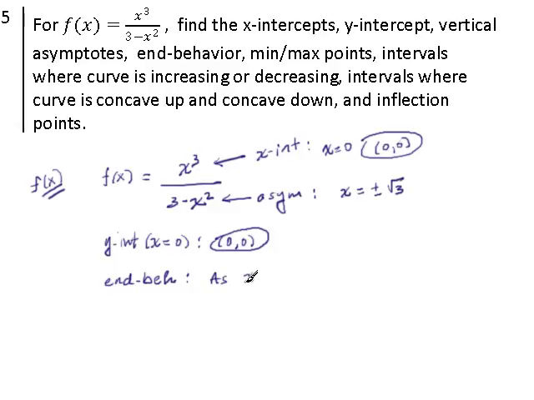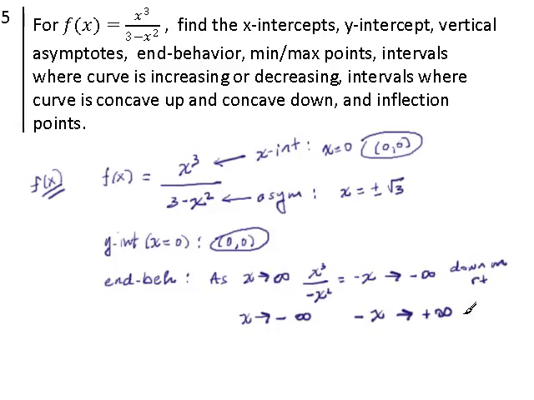All right, so let's write as x goes to infinity, we're looking at x cubed over minus x squared. That's equal to minus x, and that'll go to negative infinity. And as x goes to negative infinity, minus x will go to positive infinity. So that means down on the right and up on the left. Okay, so that's all the information that we get from f of x.